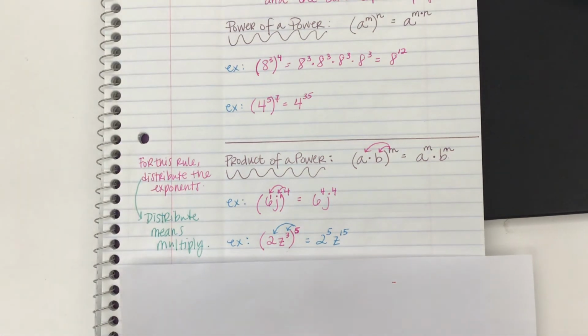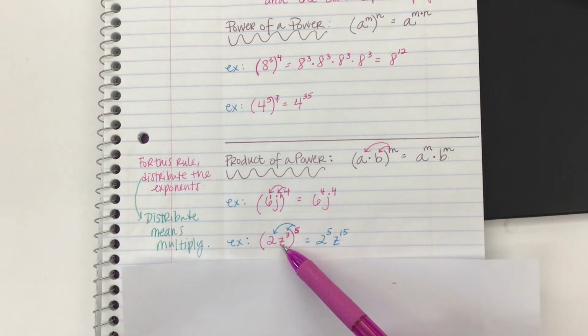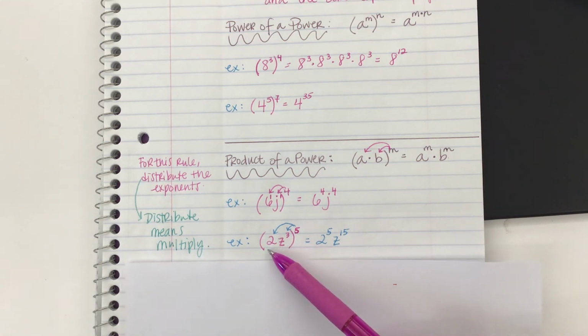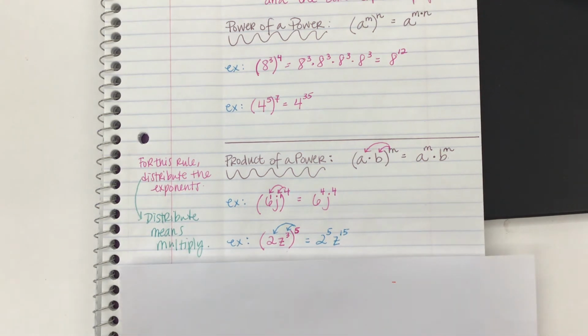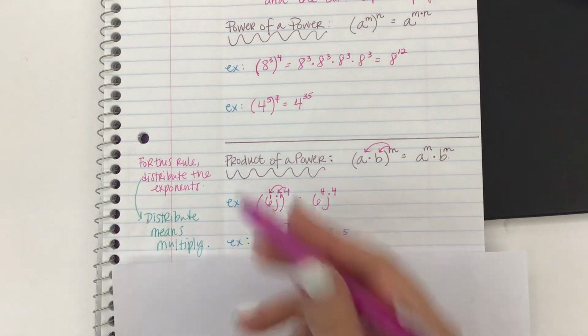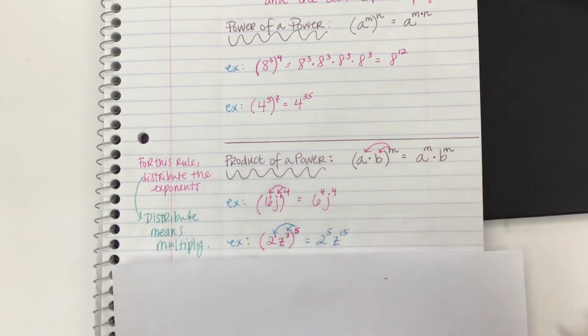Okay, here we have 2z to the power of 3, all in parentheses, to the power of 5. Okay, this is a teachable moment here real quick. I put a slash through my z's. This is so that you don't confuse my z's with the number 2. I suggest that you do that as well. Okay, so here on this 2, we actually have an exponent of 1 because it's not seen. So if it's not seen, the exponent is 1.